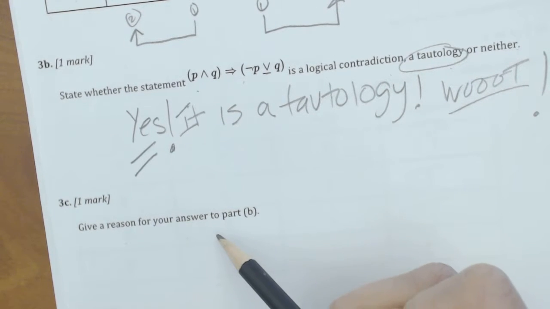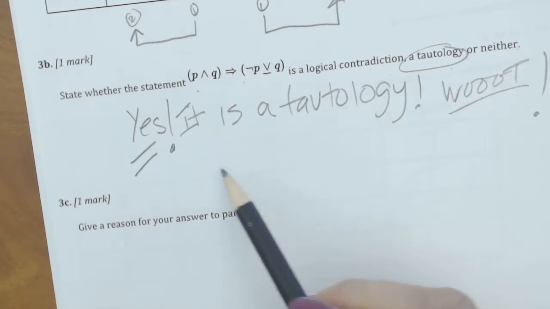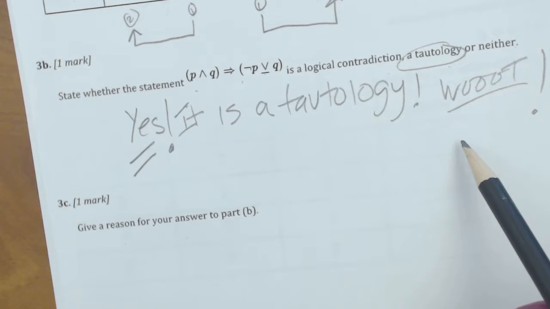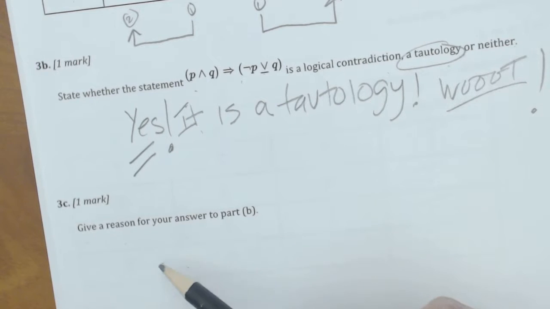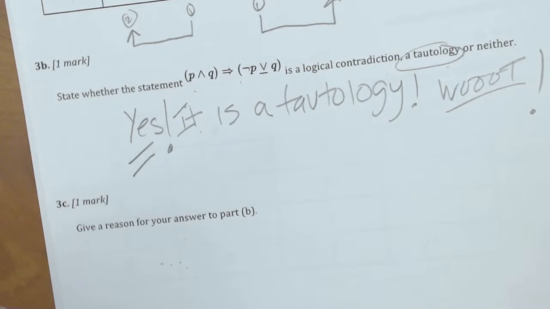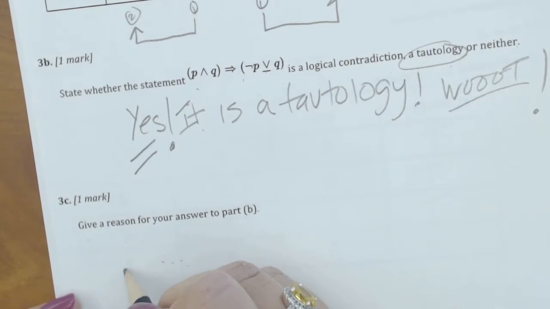Give a reason. So sometimes they'll separate these. A lot of people are writing like because up here, but you can write sometimes read the next one to make sure, because this is where we're going to actually put our why is it a tautology. So let's write about it.